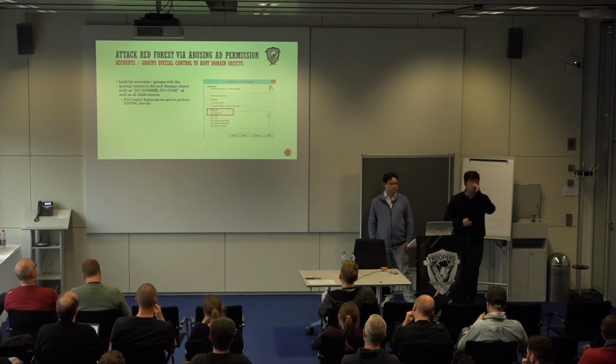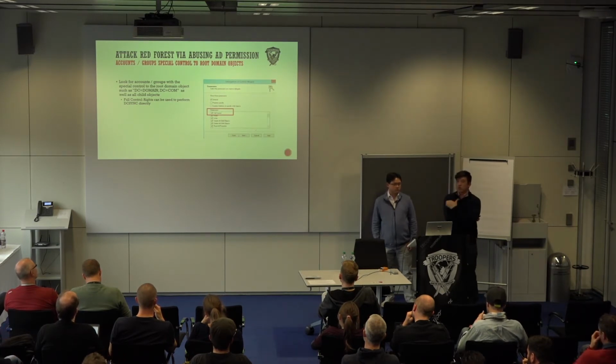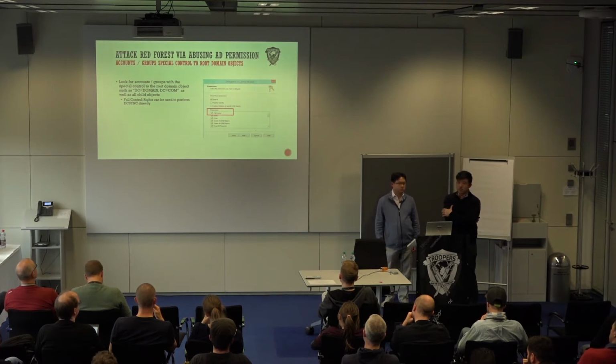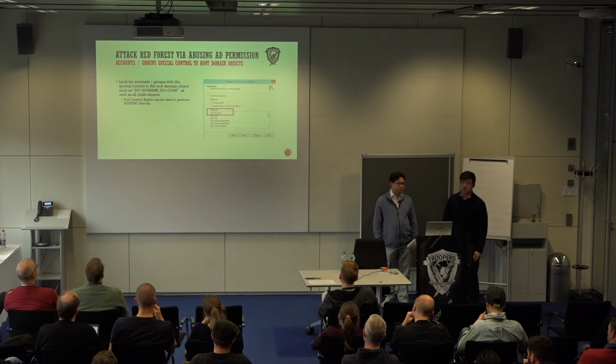And so in addition to DC sync, we can also look for special accounts which have full control permission over the root domain object, right? If you have full control over the entire domain root object, it means you have DC sync automatically, and you can do a lot of things, even change the admin SD holder object to maintain persistence.